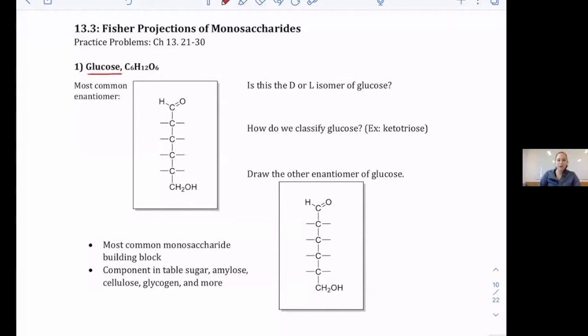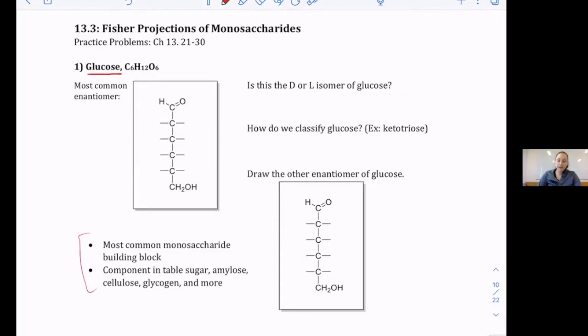It's the most common monosaccharide building block. If you look down here at my bullets, it's the most common monosaccharide building block. It's something we see all the time. It's in table sugar. It's in something called amylose, which is a polysaccharide that we'll talk about, cellulose, glycogen, and more. So we see it in a lot of different places.